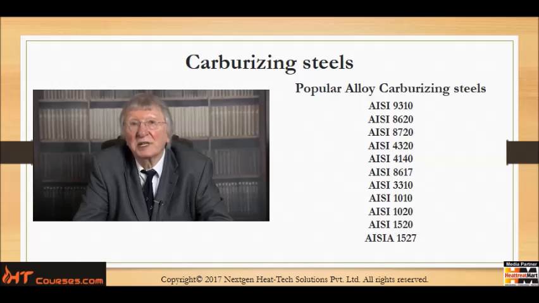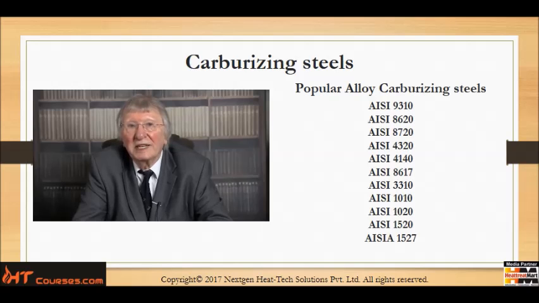Here are some of the popular carburizing steels. AISI 9310, 8620, 8720. A number of these steels, particularly the 9310, 8620, 8720, 8617, are typically used in the aerospace industry as well as the automotive industry.